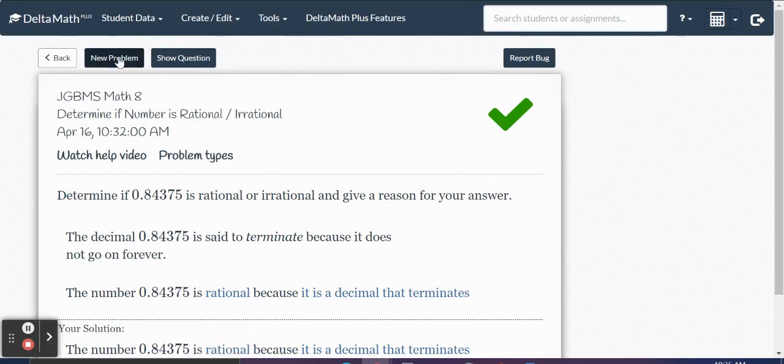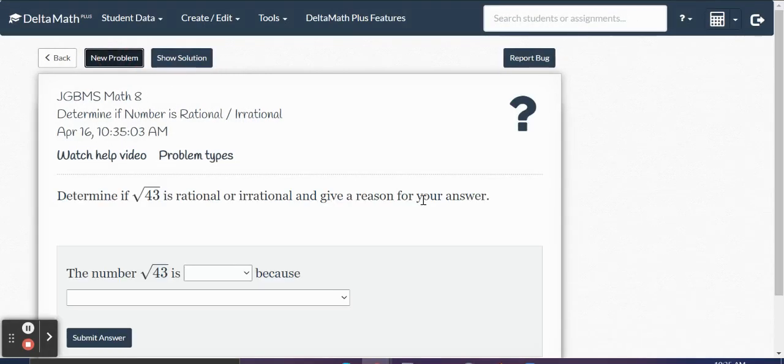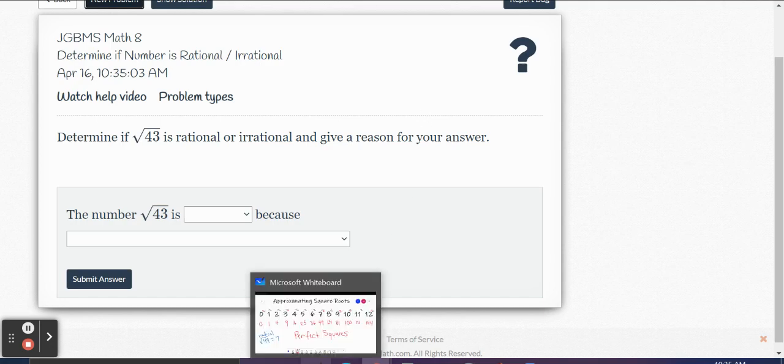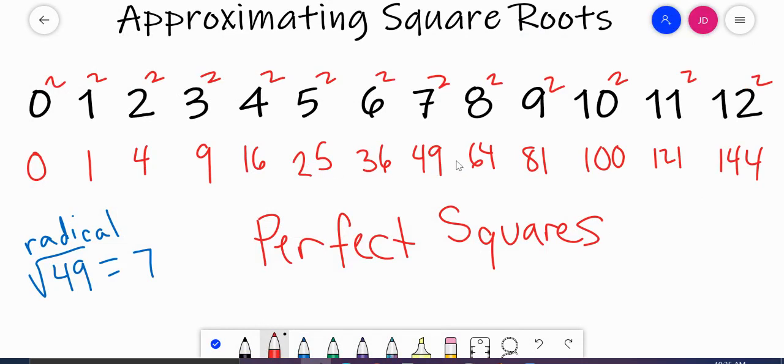Okay. Let's look at a new one. Square root of 43. Now, we talked about square roots before. We know what our perfect squares are. So the perfect squares are right here. 43, when I take the square root of that, it's going to be a number in between 6 and 7. And you could also use your calculator to help you.